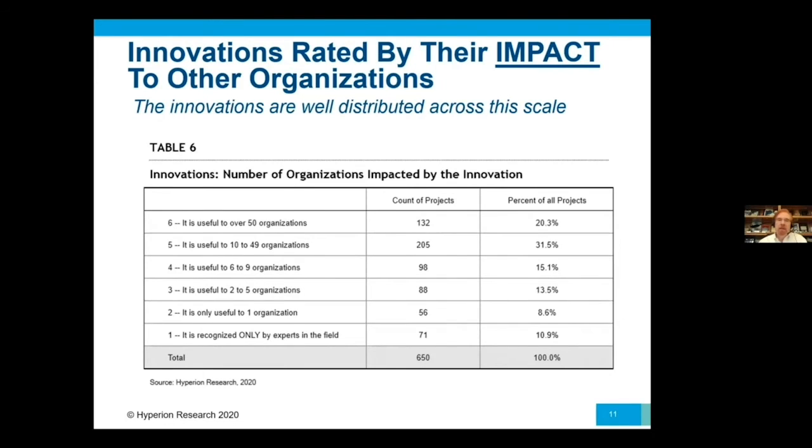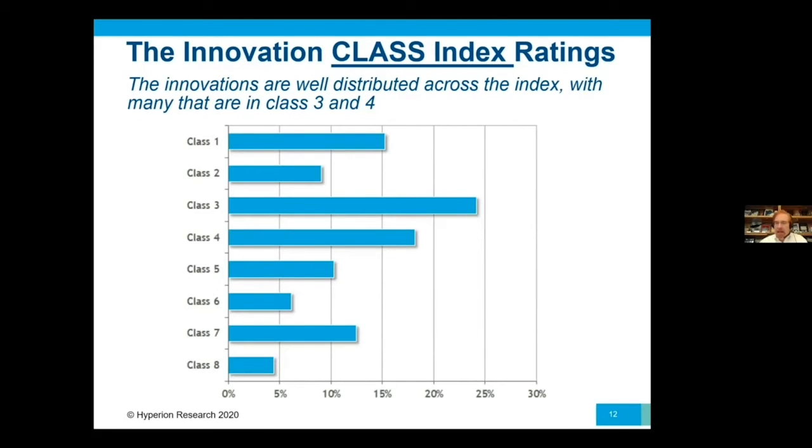The second scale then is the impact on other organizations. And again, the scale is fairly broadly used. 20% say it's useful to 50 or more. 31% is between 10 to 50, which is the most common response. And then what we do is we combine that together into the class index. And this is showing the class index across all the 650 projects.